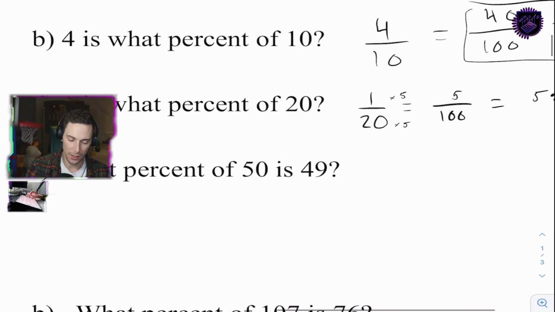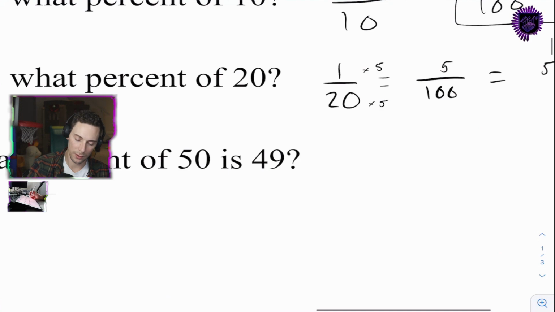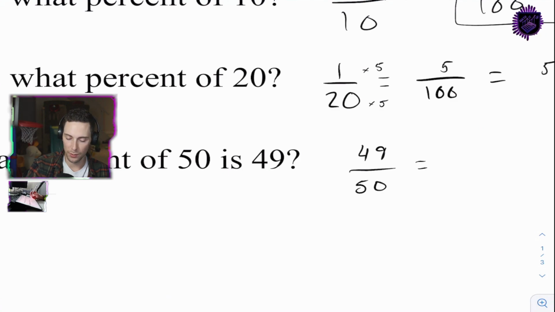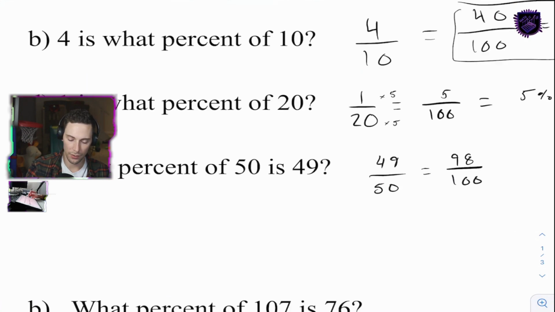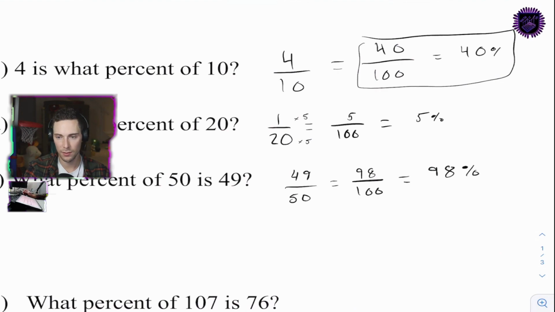What percent of 50 is 49? Okay, so we're going to go 49 over 50 is equal to something over 100, and it's going to be 98 over 100, which is also equal to 98%.